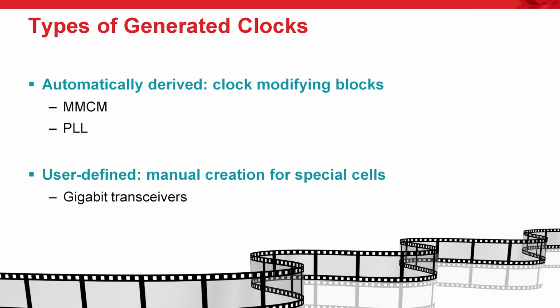There are two types of generated clocks in Vivado: clocks automatically derived by the tools and user-defined generated clocks. Let's take a look at each type.